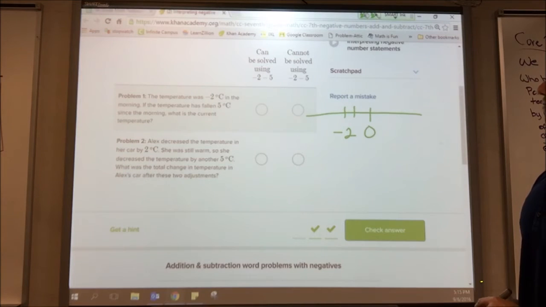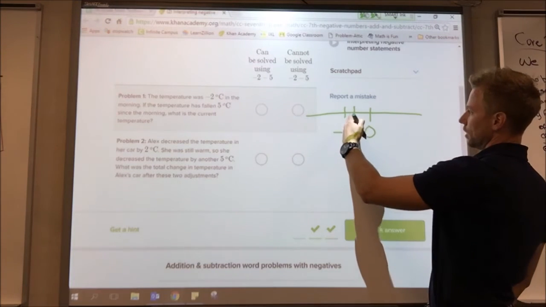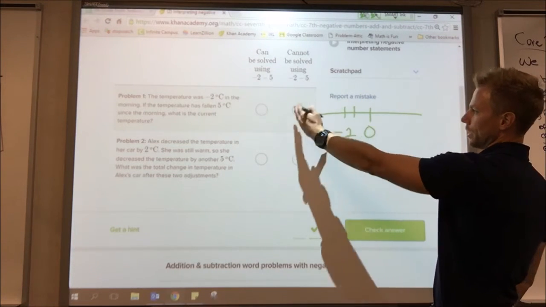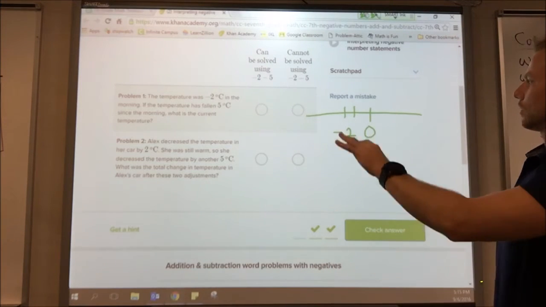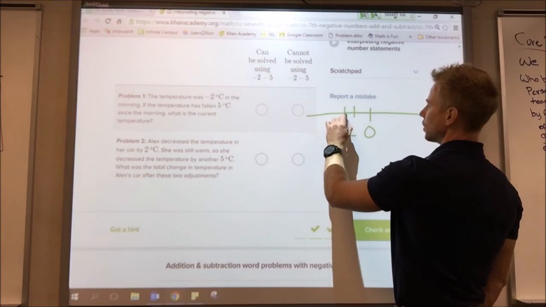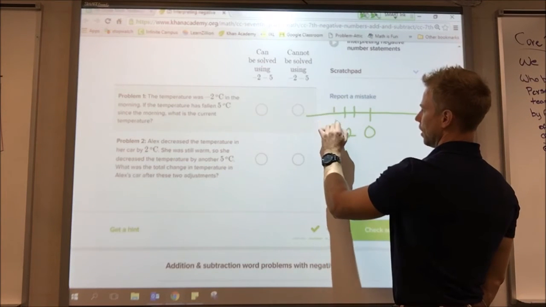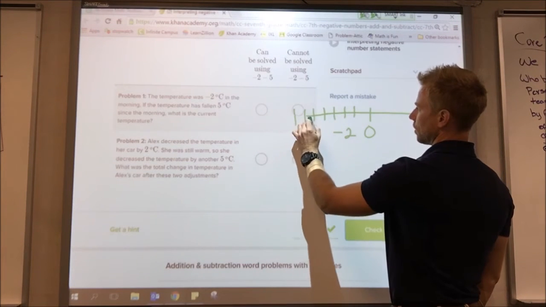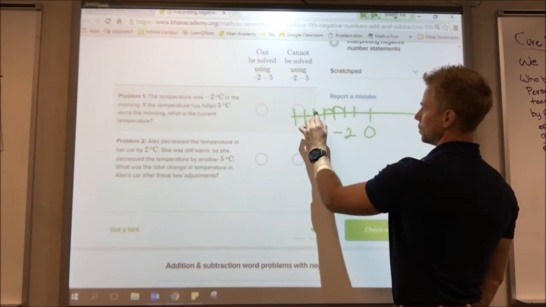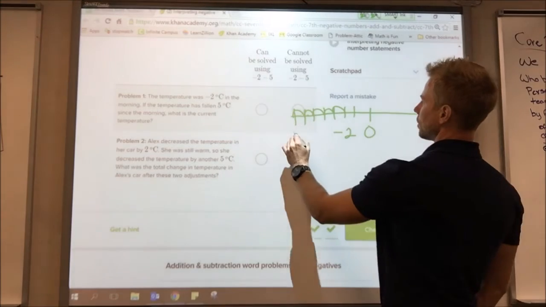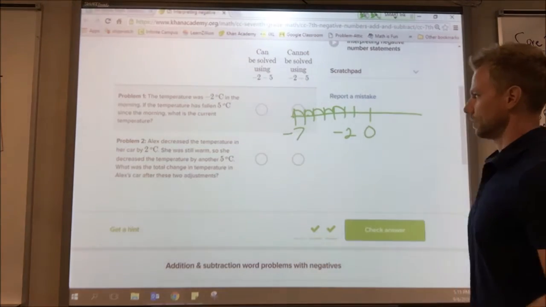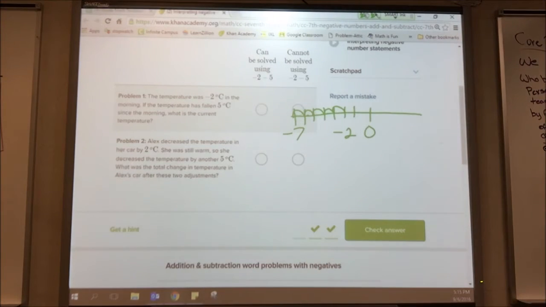The temperature has fallen. So would that be a positive number or a negative number? Well, temperature falling is going down, so that would be a negative number. So we're going to go to the left 5 spots. 1, 2, 3, 4, 5. What is the current temperature? Current temperature is -7. Okay?